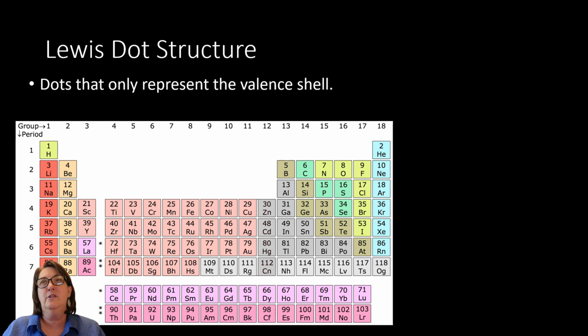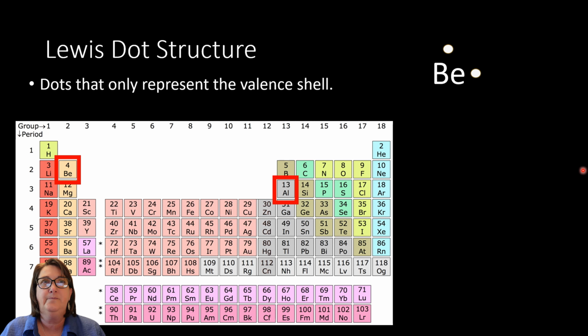Lewis dot structure is just dots that represent the valence shell. So instead of drawing out a Bohr model, I can just draw the dots for however many valence electrons that it has. So let's look at beryllium. Beryllium is in group 2. So beryllium, you just do the symbol, Be, and 2 dots to show those valence electrons.